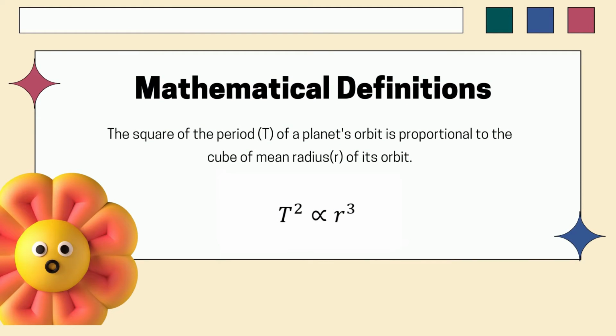Besides the conceptual definition, the law of harmony also has a mathematical definition. The square of the period T of a planet's orbit is proportional to the cube of the mean radius r of its orbit. For your information, T is the period, and in this third law, the period is how long a planet takes to complete one orbit around the Sun. For Earth, it takes around 365 days. Did you know that the mean radius is the average distance between a planet and the Sun, and the average distance between Earth and Sun is about 150 million kilometers?